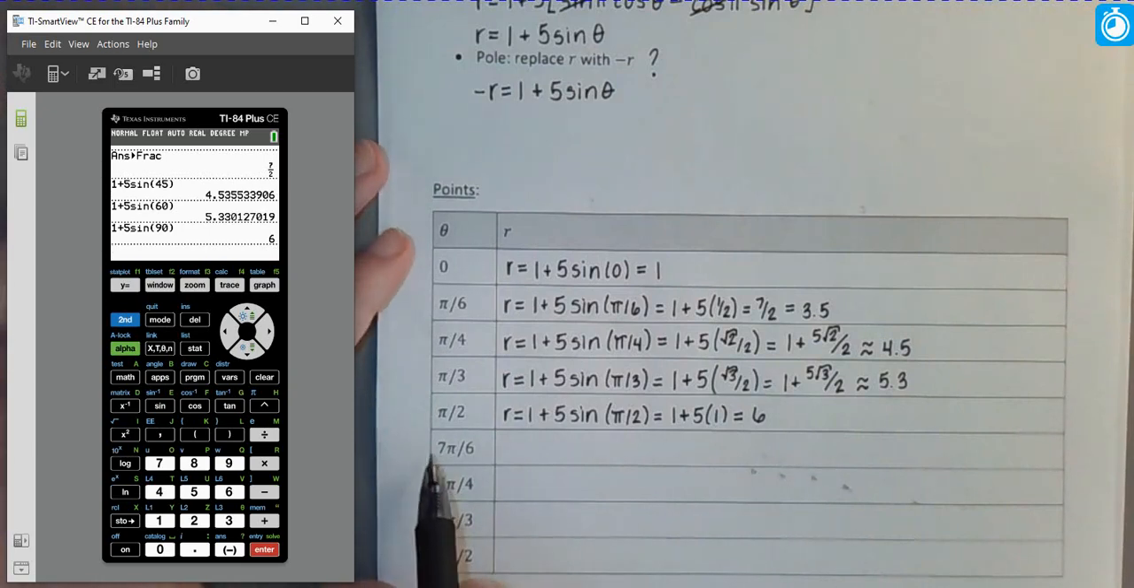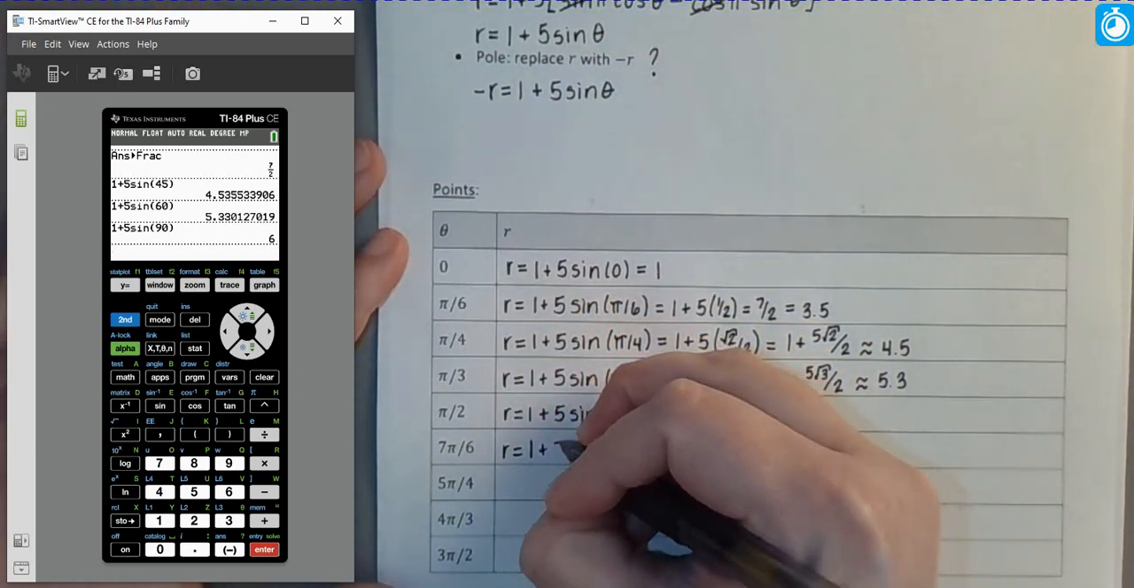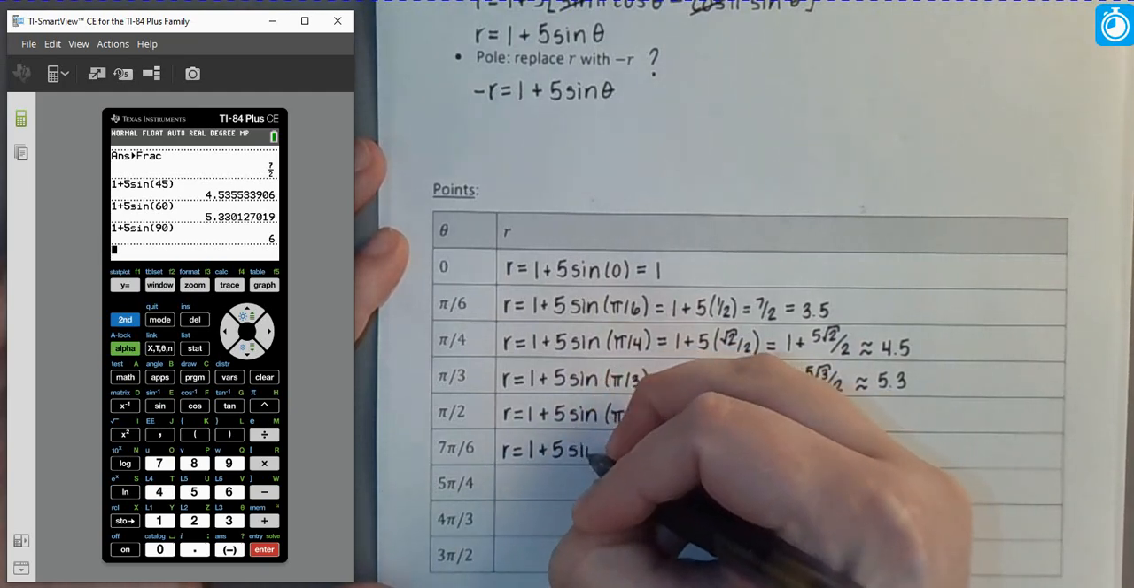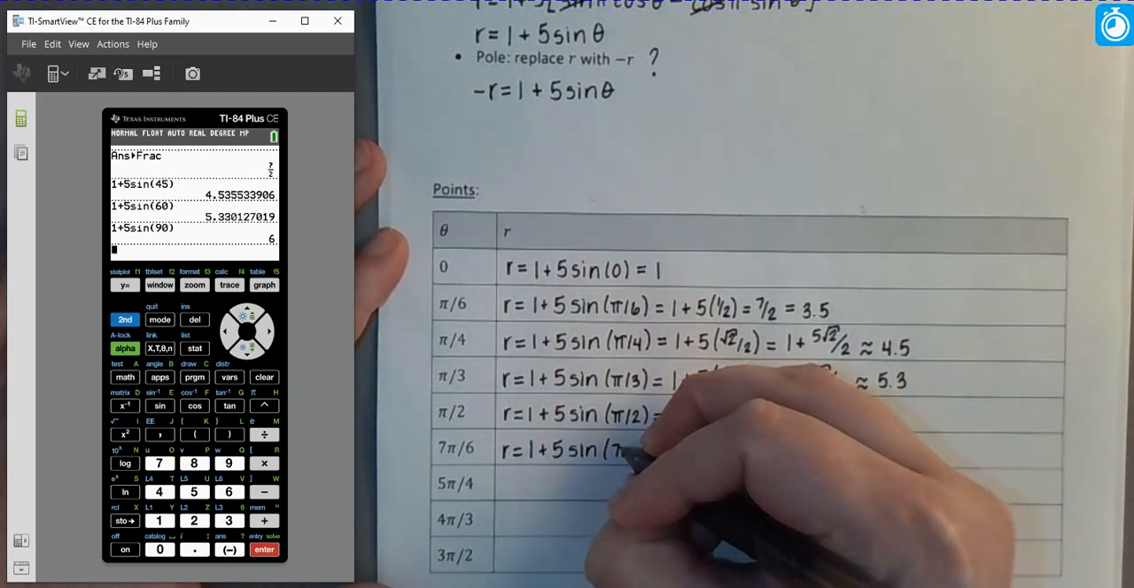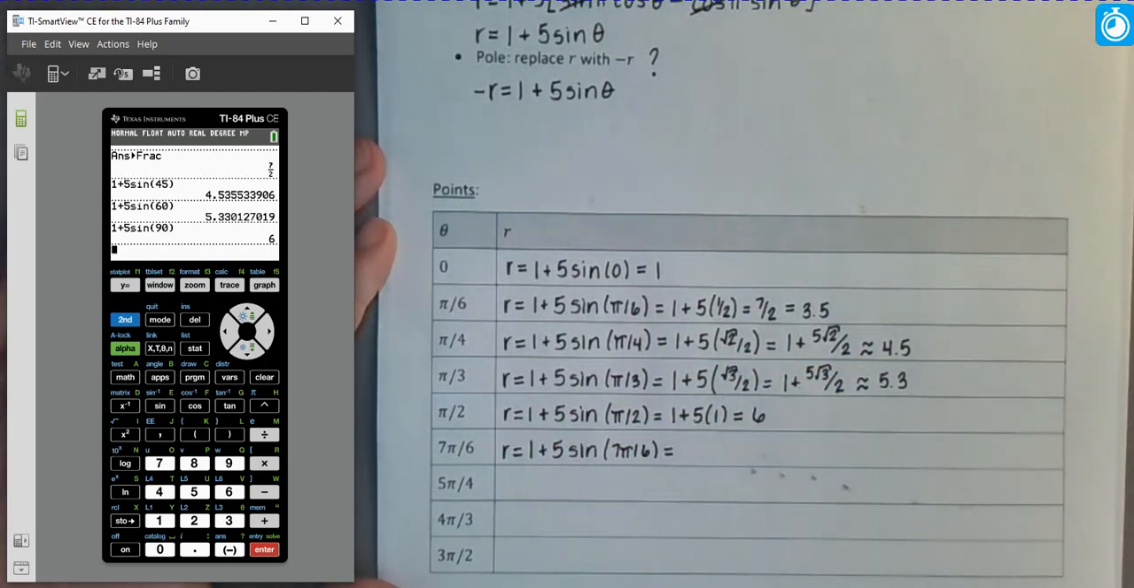So 7 pi over 6, r is equal to 1 plus 5 times the sine of 7 pi over 6. Okay, so again, we're down in the third quadrant.